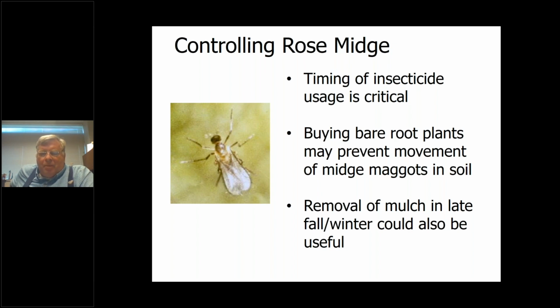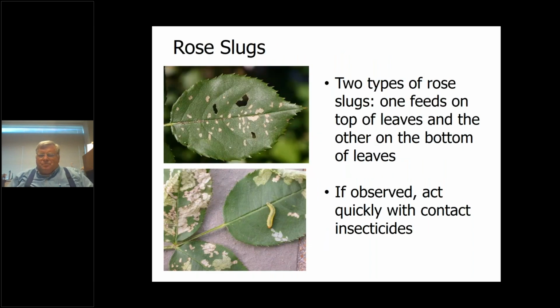and that can be hard to predict. Buying bare root plants is a good way to prevent movement of midge maggots because they're often in the soil in that pot. The other thing is they will build up in mulch, so you've got choices here. You can remove that mulch in late fall or winter. That could be useful, or it could be just as useful to come in and pile several inches of new mulch on top of it in late fall or winter. They'll have a hard time climbing their way out of that. So those are things that can be done for rose midge.